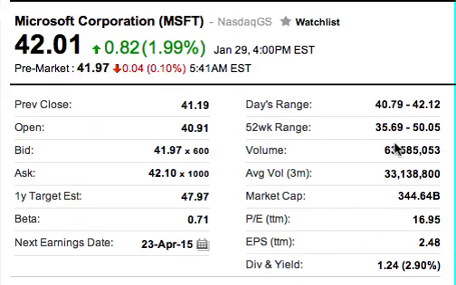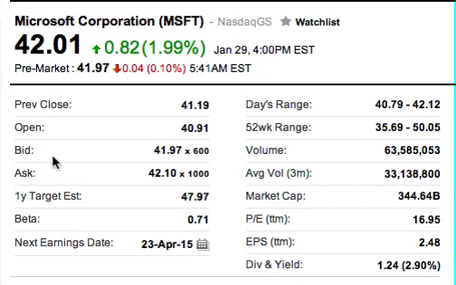Okay, so going through the stock quote screen, we'll start on the left hand side and work our way down. Previous close, very simple. It's the previous closing price, which will be yesterday's closing price for the shares. The open is the price that the share price opened at on that given day. So it opened at $40.91 and it closed at $41.19.